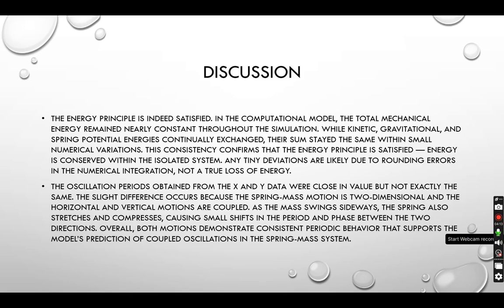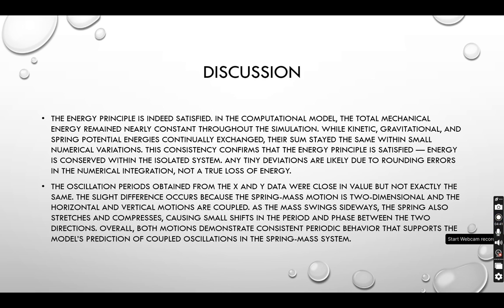The oscillation periods obtained from the x and y data were close in value, but not exactly the same. The slight difference occurs because the spring mass motion is two-dimensional, and the horizontal and vertical motions are coupled. As the mass swings sideways, the spring also stretches and compresses, causing small shifts in the period and phase between the two directions. Overall, both motions demonstrate consistent periodic behavior that supports the model's prediction of coupled oscillations in the spring mass system.